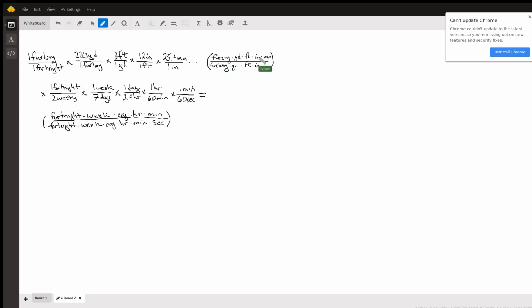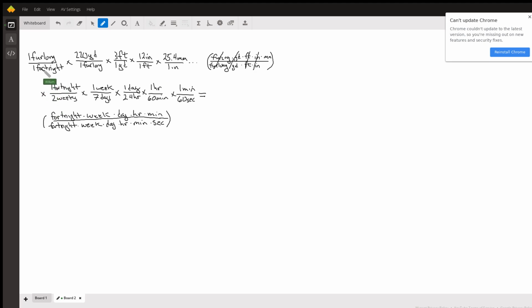If we look at the summary of distance units, I'm going to end up, just looking at the units, with furlongs times yards times feet times inches times millimeters in the numerator, and furlongs times yards times feet times inches in the denominator. Anything divided by itself is 1, so we can cross it out. So furlongs, yards, feet, and inches get canceled out, leaving us with millimeters as the unit as a result of this top row.